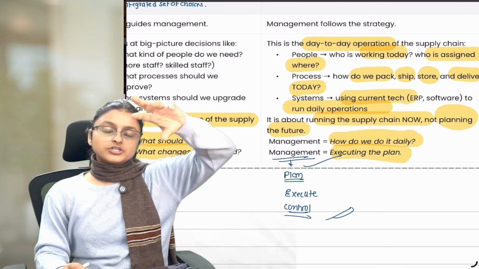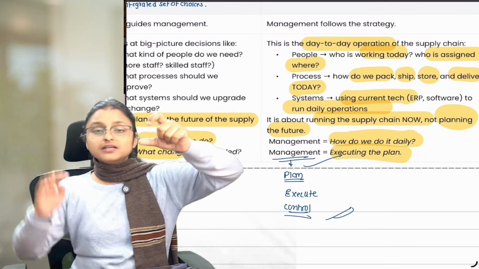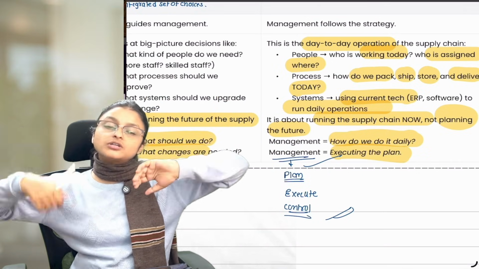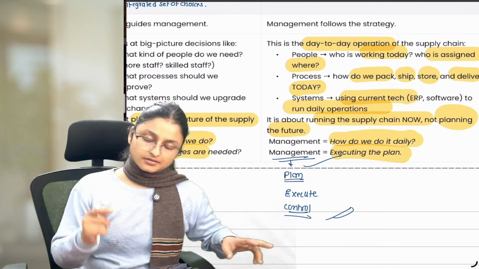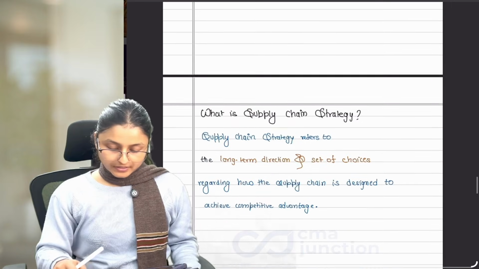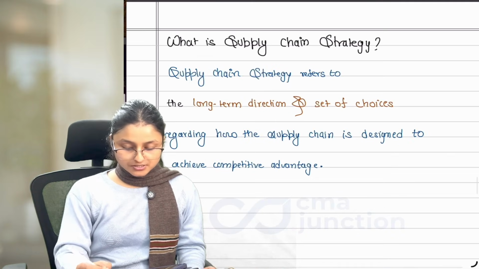Strategy focuses on future, strategy guides management. Management focuses on current scenario. Management follows what all strategy says. Done? Now, let's see the definition of supply chain strategy.